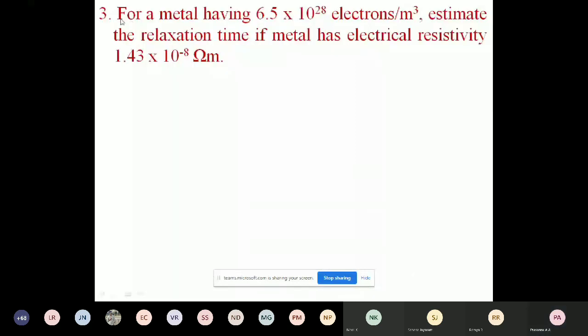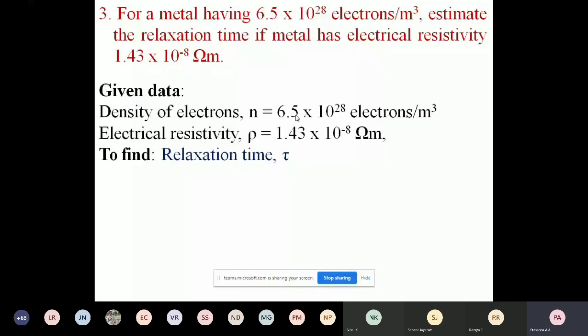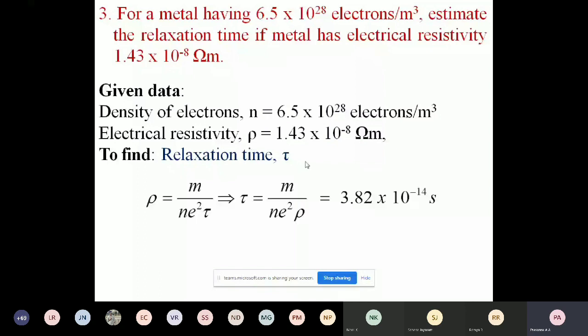And then problem number 3. For a metal having 6.5 into 10 power 28 electrons per meter cube, estimate the relaxation time if the metal has a given electrical resistivity. That means the density of electrons N is given, that is what we calculated from the first two problems. This problem is already giving this value. Electrical resistivity rho is given. We need to find relaxation time. It is a simple problem. Rho is equal to m by ne square tau. This is the basic equation. And tau is equal to m by ne square rho.